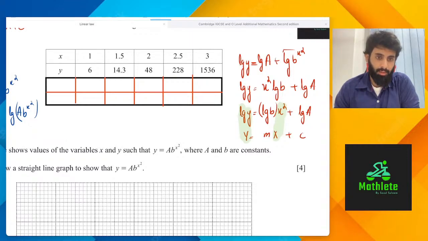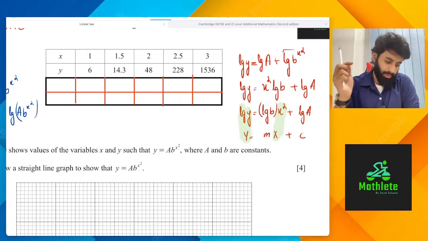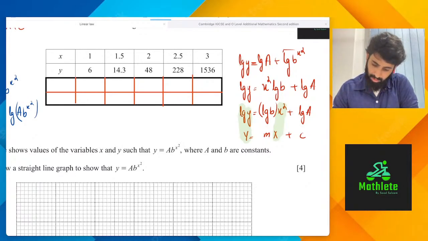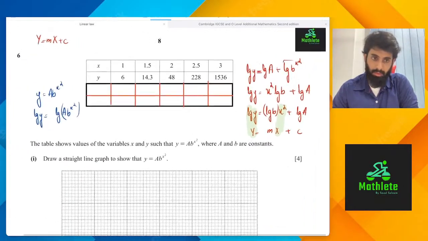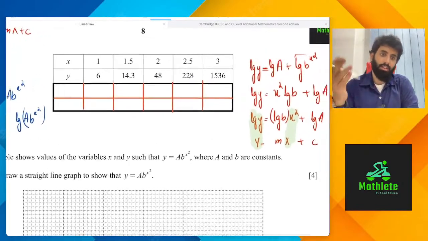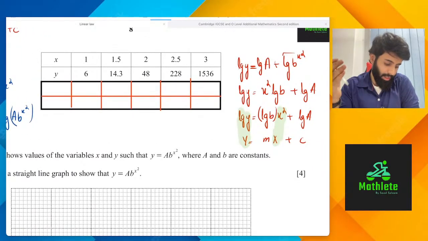So how did you do x plus 2 upon 2? Where did I do x plus 2 upon 2? I didn't do x plus 2 upon 2 anywhere. Okay. Yes, LGY against, not LGX square, it is just going to be LGY against x square.